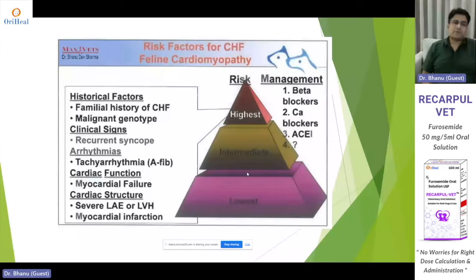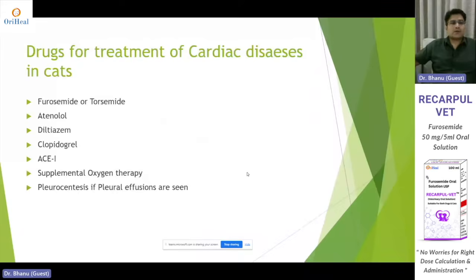When we talk about treatment protocols for feline cardiomyopathies, the most commonly used drugs would be these. In diuretics, we either use furosemide or more recently torsemide. We use beta blockers in cases where the heart rate is very high, or where there is systolic anterior motion of the mitral valve present, where there is hypertrophic obstructive cardiomyopathy present. So we can think about atenolol. We can think about calcium channel blockers to slow down the heart rate, which is diltiazem, which is commonly used.